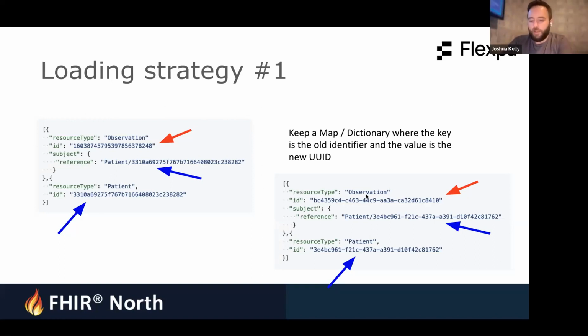So on the right, we can see how that might play out. So we've replaced the observation ID, and we've used a universally unique identifier. And then we've replaced the ID for the patient as well. And you can see how we've used the replaced ID on the patient, but also changed the relative reference on the observation. It's important as we do this, though, that we keep a map or a dictionary of the old identifier to the new identifier. Because once we've replaced the resource ID, any references to that resource ID in the rest of our bundle need to also be updated.